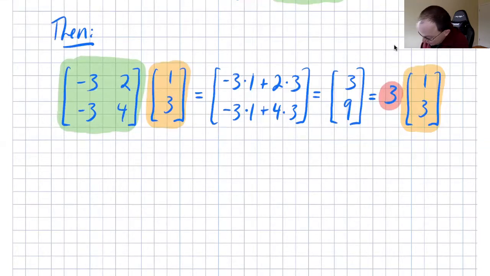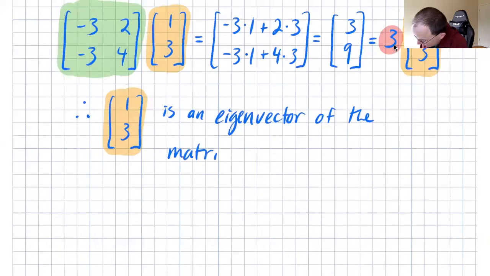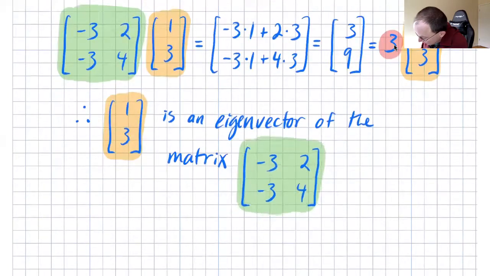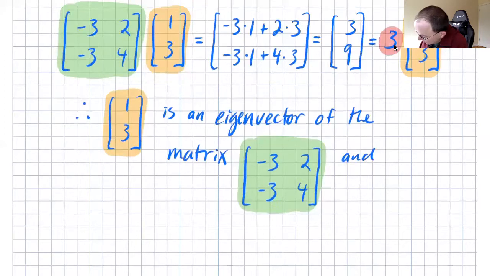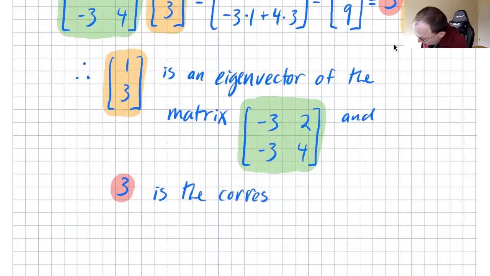Therefore, this is an eigenvector of the matrix, and this 3 is the corresponding eigenvalue.